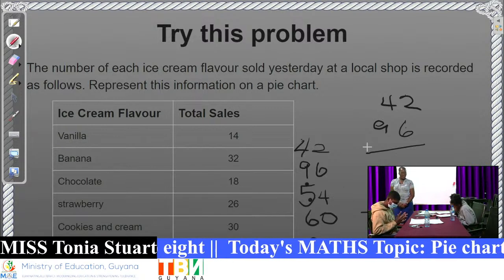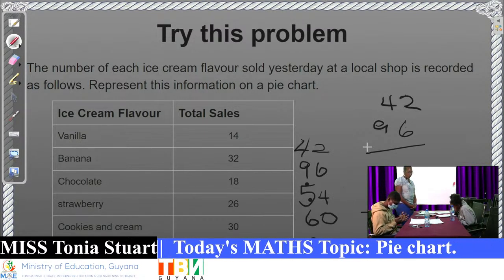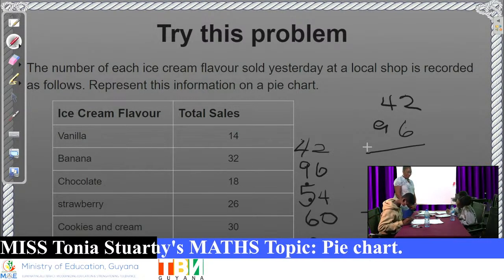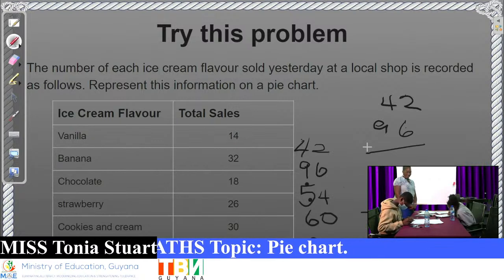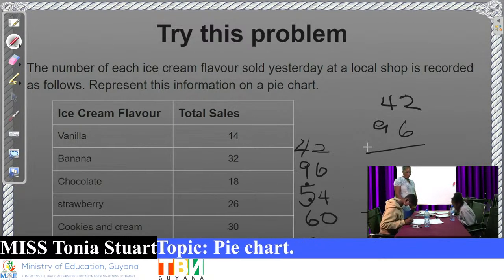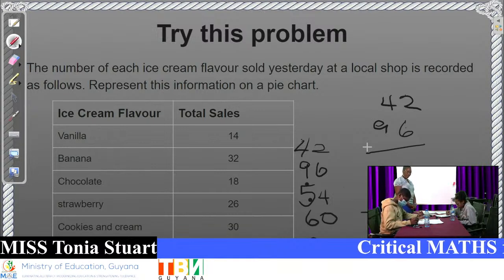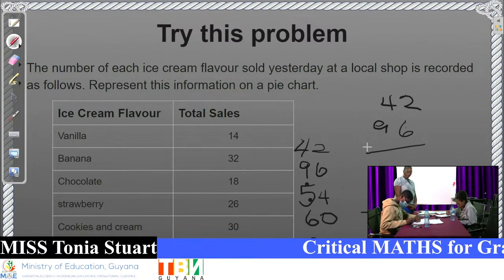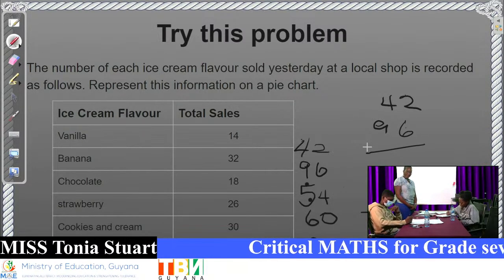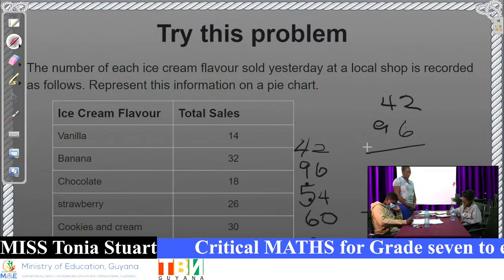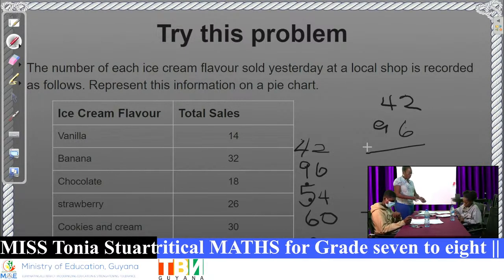So that means I'll be giving you some homework to ensure that you have calculated the correct degrees, and you will also construct your pie chart and design it as homework. Okay guys? Yes. So you don't have to worry now, you would have done the other one perfectly well.